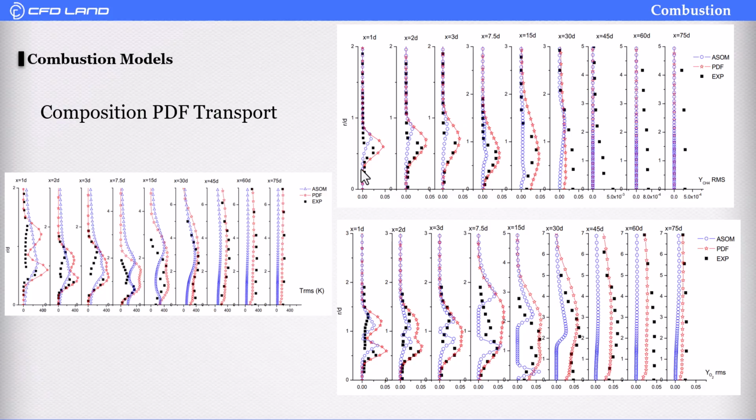These are the results for a study that used the PDF model, experimental results, and another model for jet flow. As you can see, here we have the temperature and mass fraction for fuel and oxidizer. The PDF model is in good agreement with experimental results.